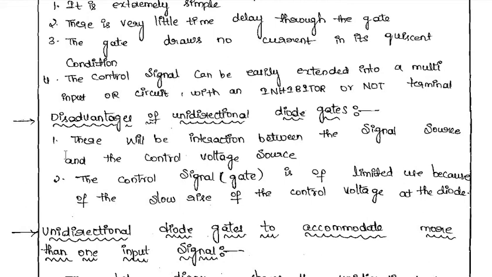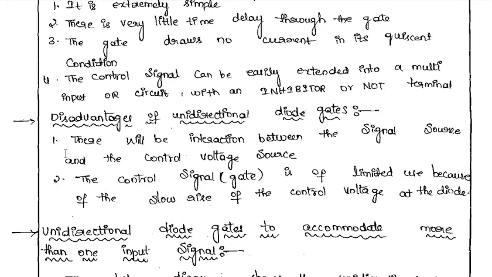I hope you all remember the disadvantages of unidirectional diode gates. There will be an interaction between the signal source and the control source. That means you will get interference between the control signal and the signal being transmitted. The second disadvantage is that the control signal is limited because of the use of a slow rise time in the control voltage. We will overcome that by using another circuit.